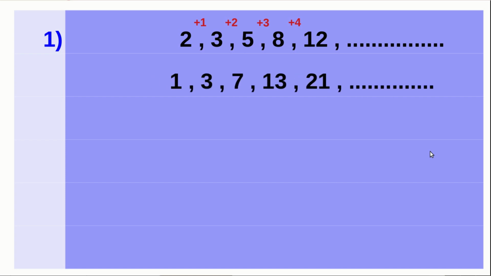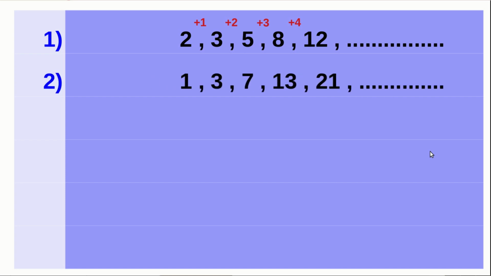Another sequence: 1, 3, 7, 13, 21, etc. So what is the rule applied here? The sequence starts with 1, 2 added, 4 added, 6 added, then 8 added to form the terms of the sequence.